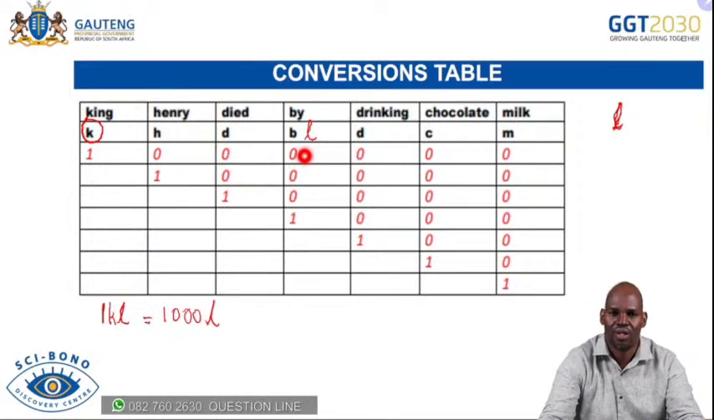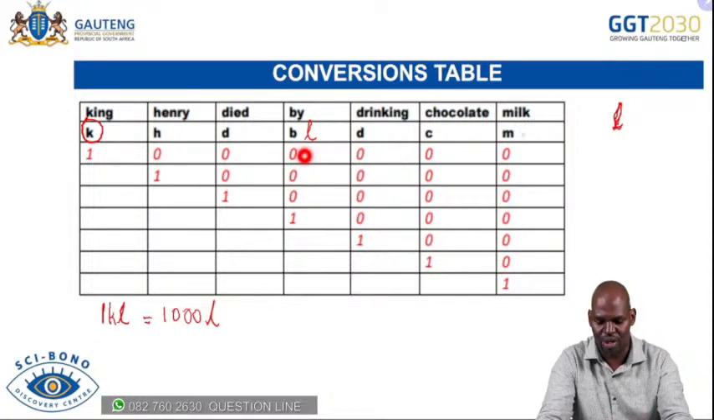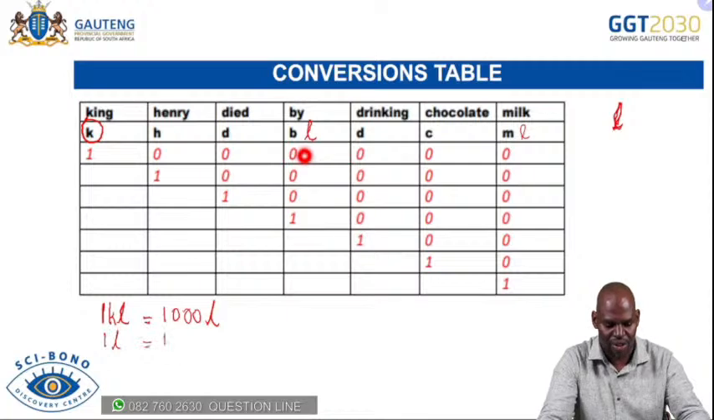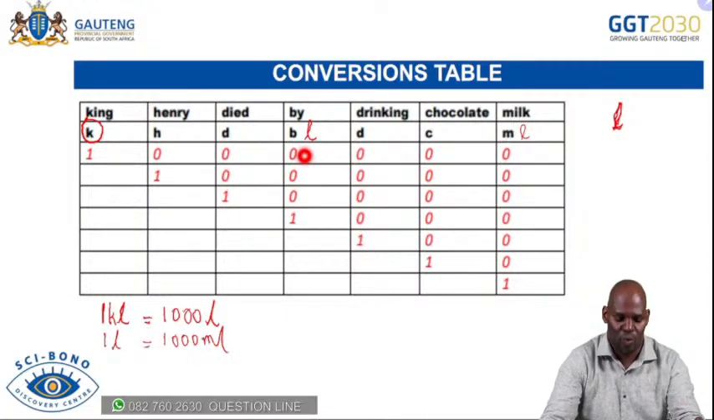So 1 kiloliter equals 1,000 liters. But what about converting from a liter to a milliliter? If you convert from a liter to a milliliter, you will see again it's 1 liter equals 1,000 milliliters. 1 liter equals 1,000 milliliters.